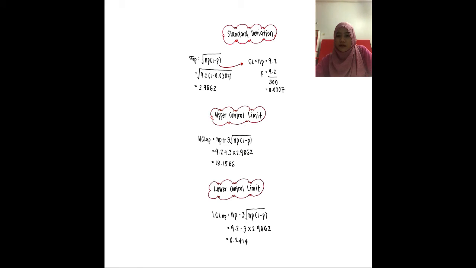18.1586. For the lower control limit, LCL equal to NP minus 3 square root NP times 1 minus P, equal to 9.2 minus 3 times 2.9862, then we get 0.2414.